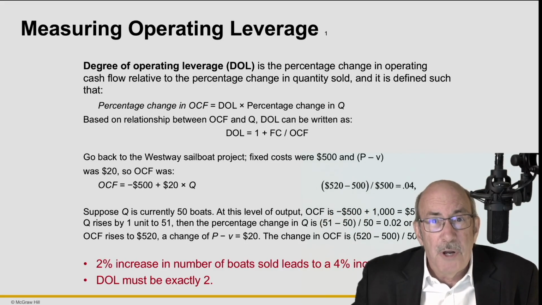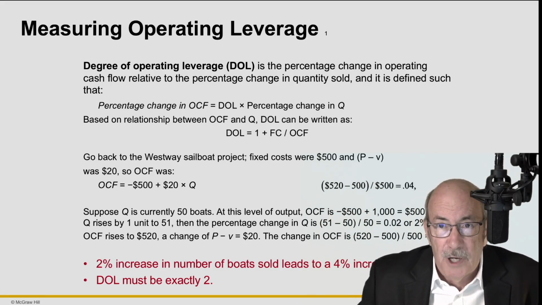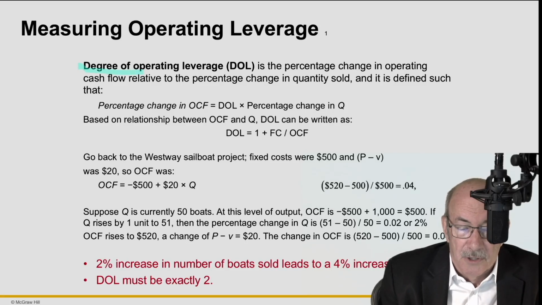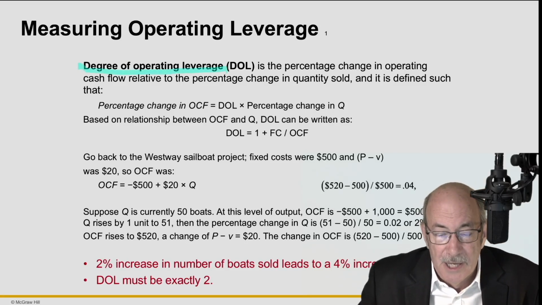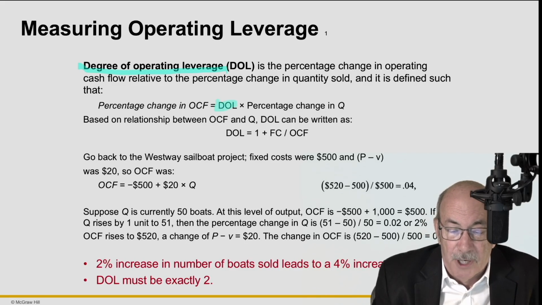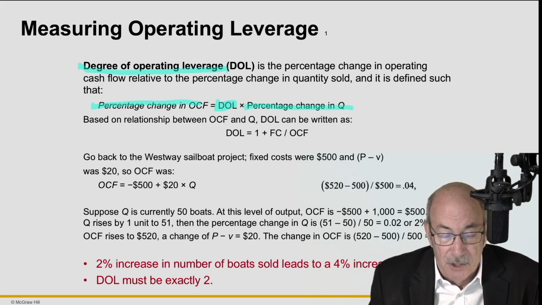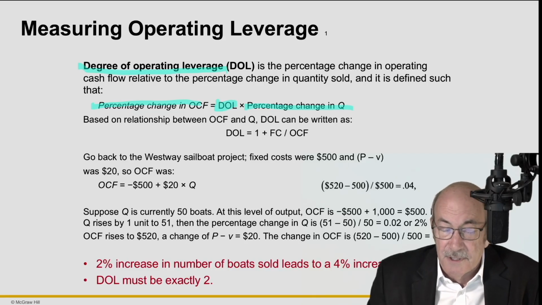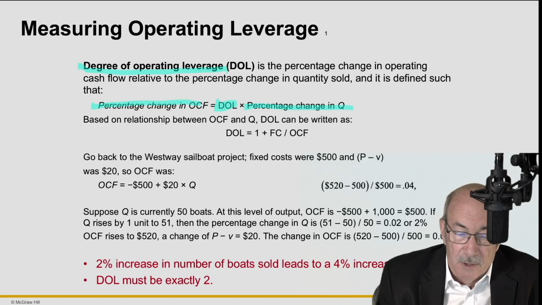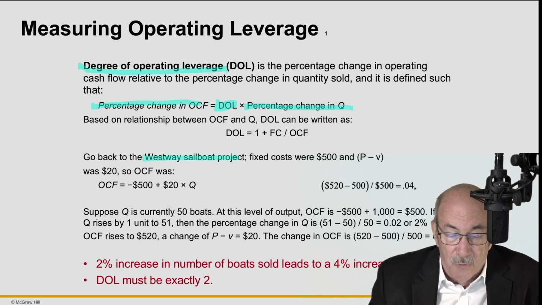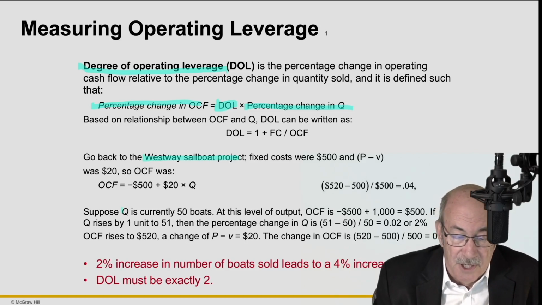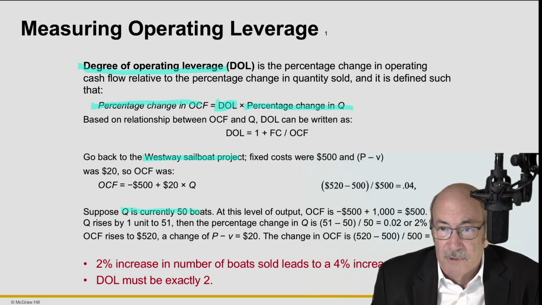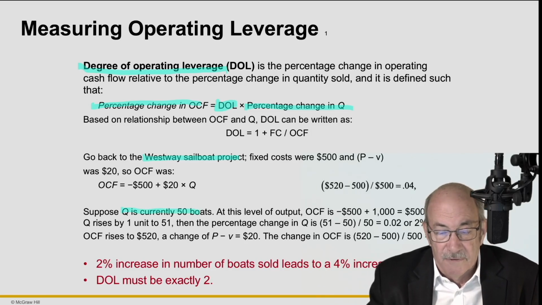All right, so how do we actually measure this operating leverage? Well, we use a measure called the degree of operating leverage. Effectively, this degree of operating leverage is the percentage change in operating cash flow divided by the percentage change in Q. And so what that means is that, let's think about the Westway sailboat project. Let's say we start with a Q of 50 boats. So we're selling 50 boats, producing 50 boats a year.